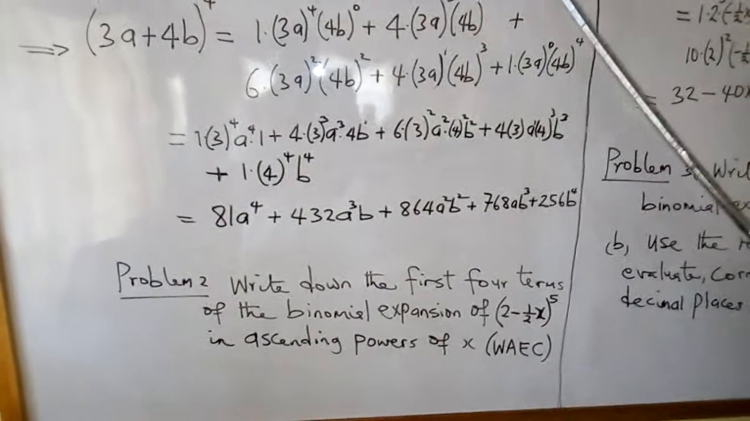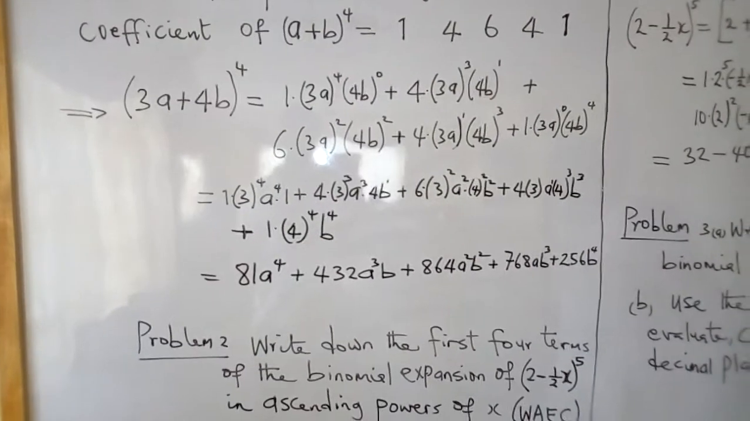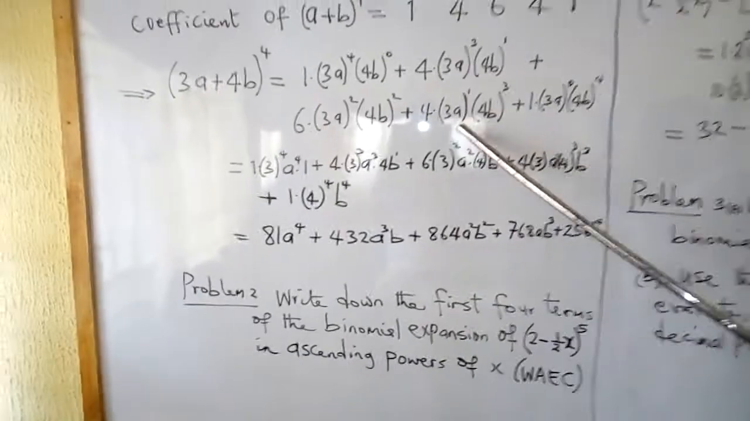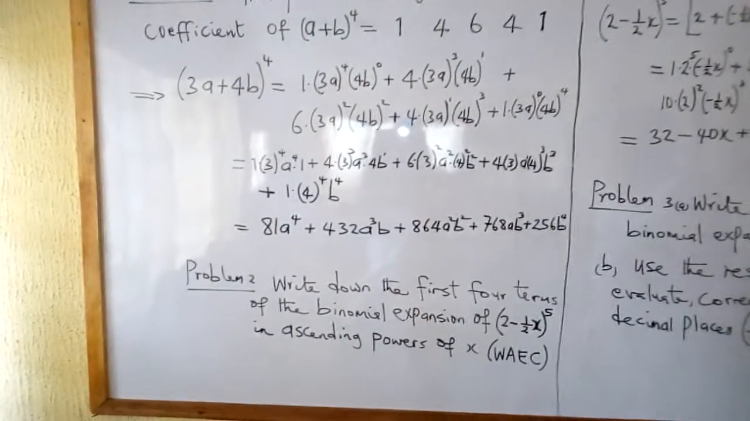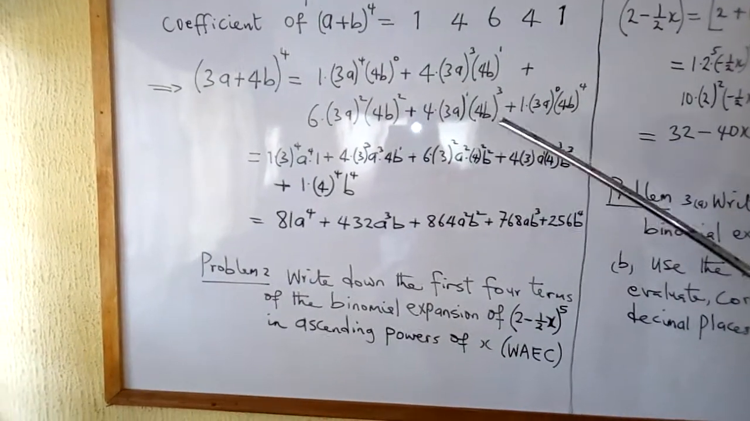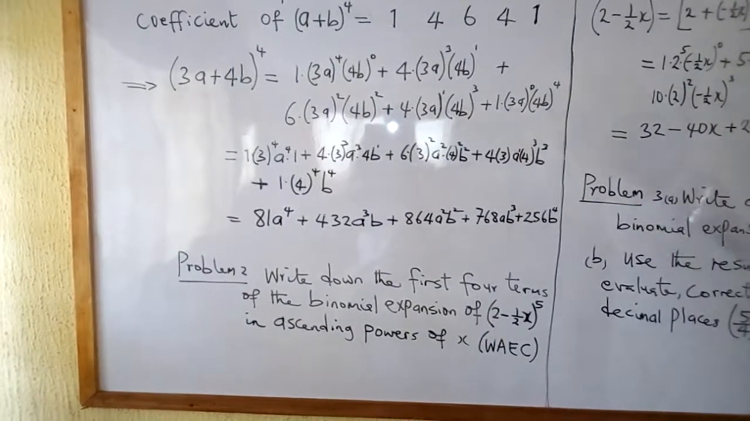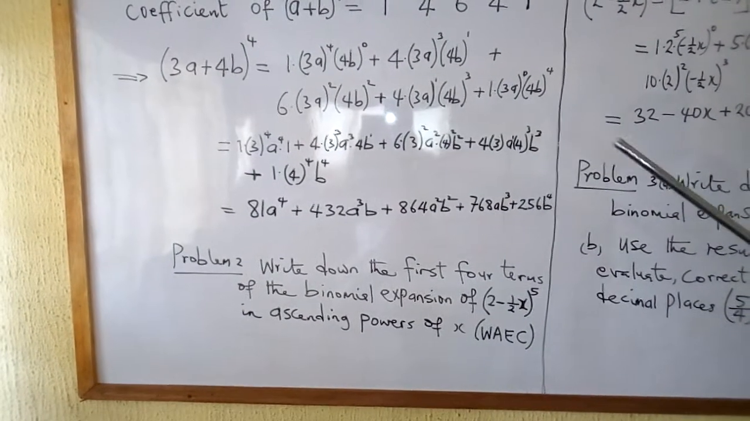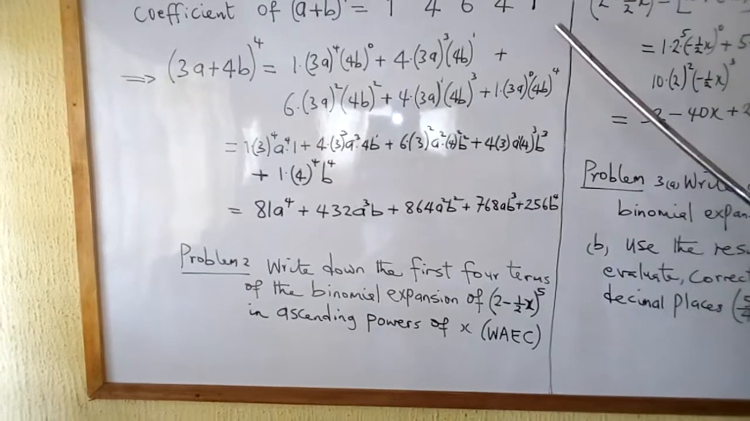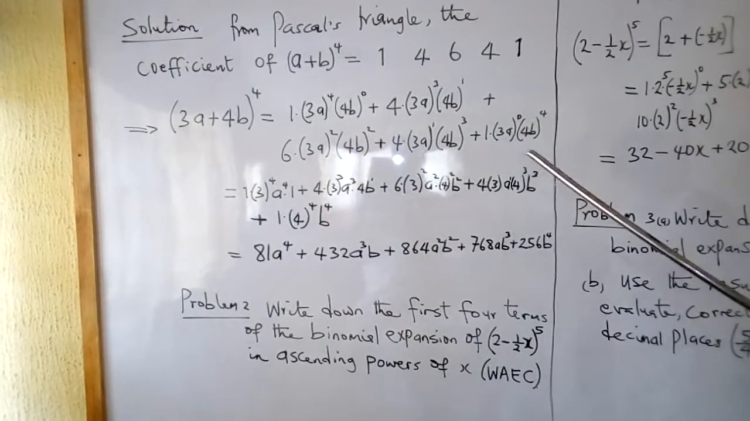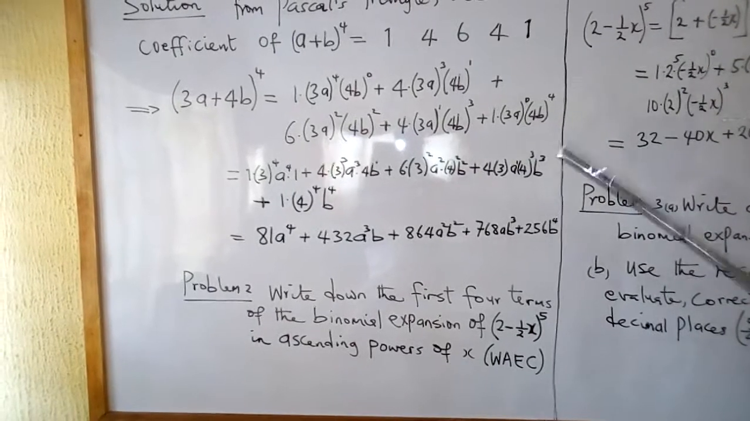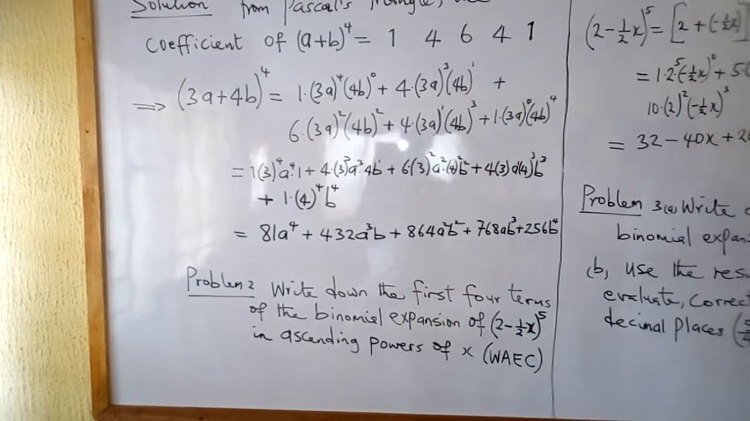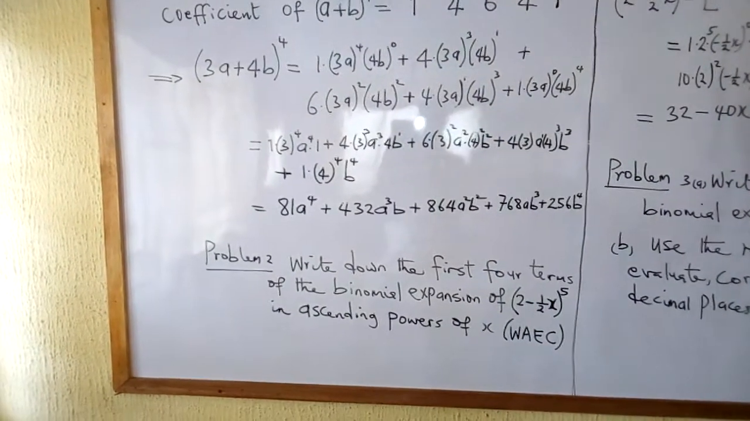Then the fourth term, the coefficient there is 4. The first term is decreasing from 2 to 1, which is now (3a) raised to power 1. And the second term, 4b, is increasing from 2 to 3, which is now (4b) raised to power 3. And the coefficient of the last term is 1. The first term 3a is now decreasing from 1 to 0, while the second term 4b is increasing from 3 to 4. So we have (4b) raised to power 4.